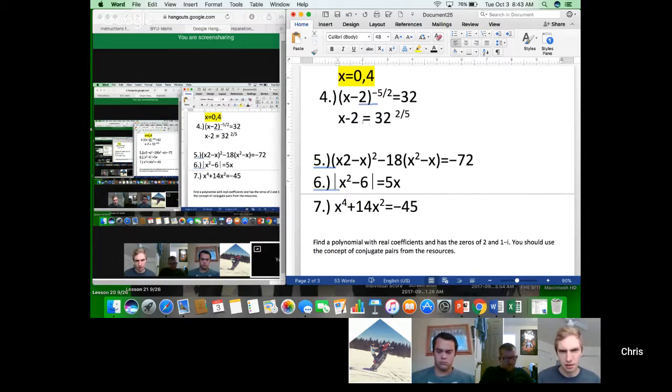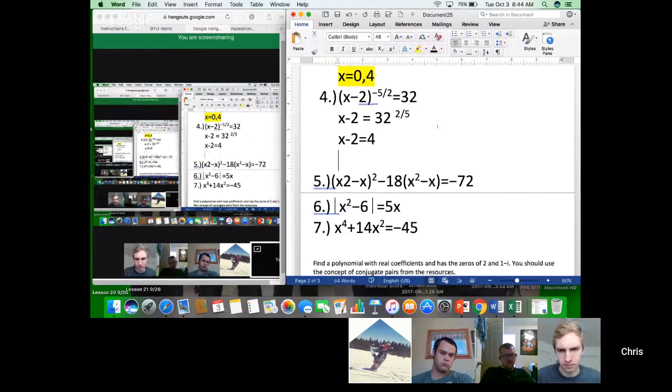Okay. And then x minus 2 equals 4 is what it comes down to. X minus 2 equals 4. And then that would mean that x equals 2. Yeah. X equals, nope, 6. Because it's negative, so you add it over. So x equals 6.